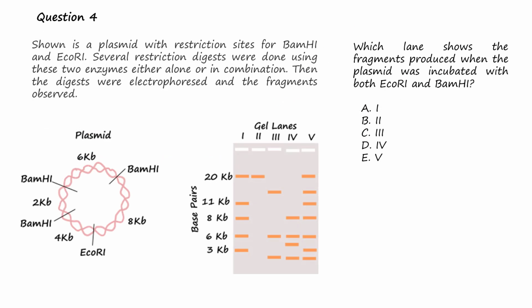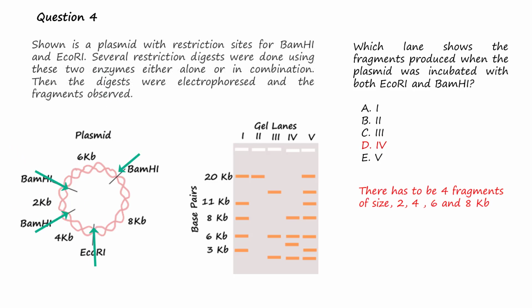Question 4. A plasmid with restriction sites for BamHI and EcoRI is shown. Several restriction digests were performed using these two enzymes, either alone or in combination. The digests were electrophoresed and the fragments were observed as shown. Which lane shows the fragments produced when the plasmid was incubated with EcoRI and BamHI? A1, B2, C3, D4, E5. The answer is D. There has to be 4 fragments of size 2, 4, 6, and 8 kilobases.